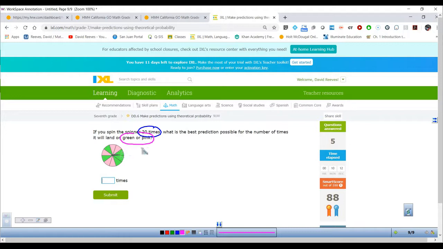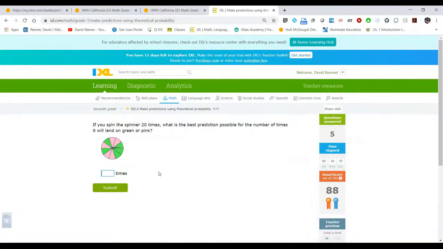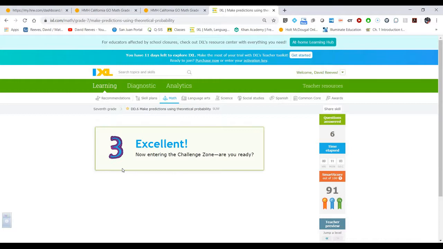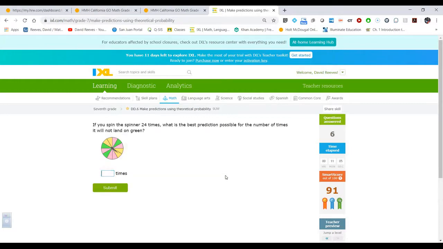Well, what if it lands on the line? Well, if it's in the middle, it's got to count as green or pink, right? There's no other colors. So we have a 100% probability, all right? No matter how many times we do this, we're always going to get a green or a pink, right? So how many times, since we do it 20 times, 20 out of 20 times we would expect to get a green or a pink.